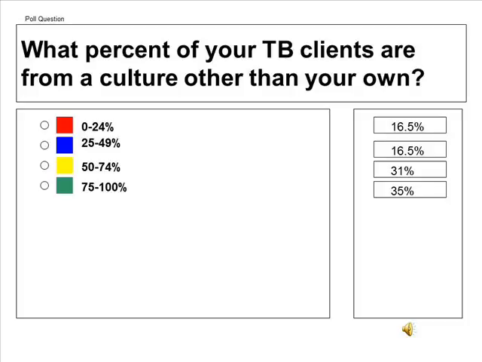I guess I would see, as I look at this now, it does seem like this represents what we're seeing in the northeast part of the country, where the greater number of states are having between 75 and 100% of the TB cases foreign-born.